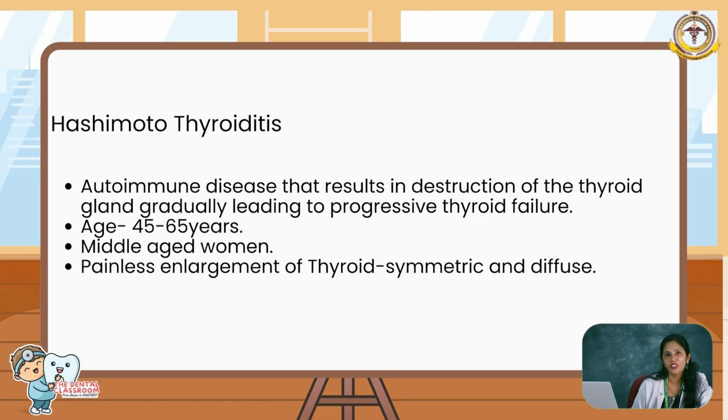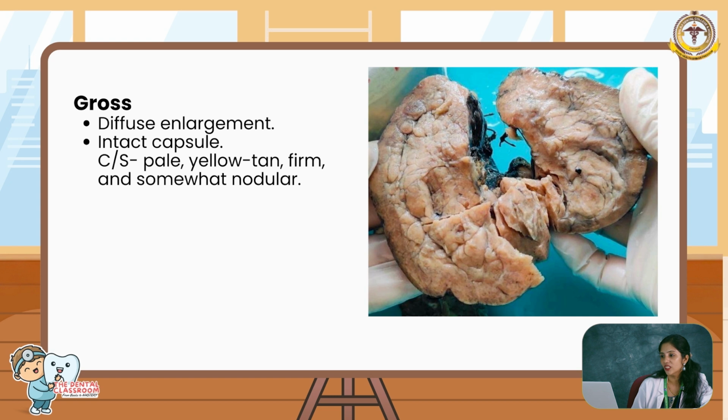Hashimoto's thyroiditis is an autoimmune thyroid disorder. The patient will come to you with complaints of painless enlargement of the thyroid, where you can see symmetric and diffuse enlargement of the thyroid gland. This is the gross image. Look at it: there is a diffuse enlargement of the thyroid gland, the capsule is intact and the cut surface is pale, yellow-tan, firm and somewhat nodular.